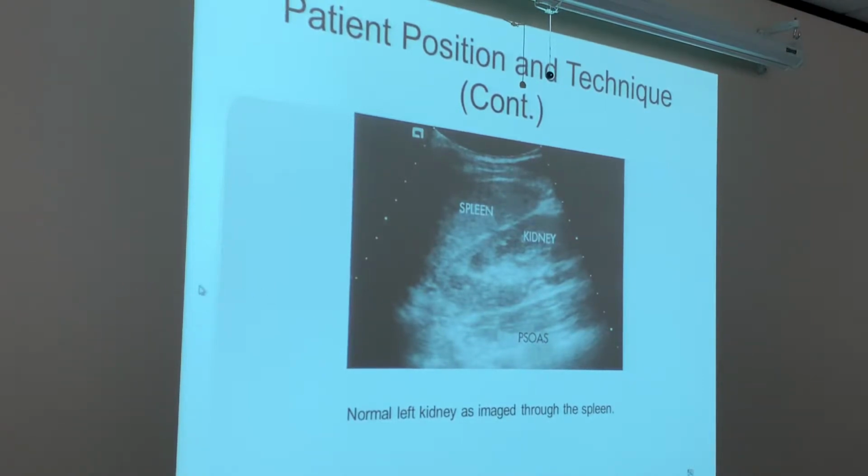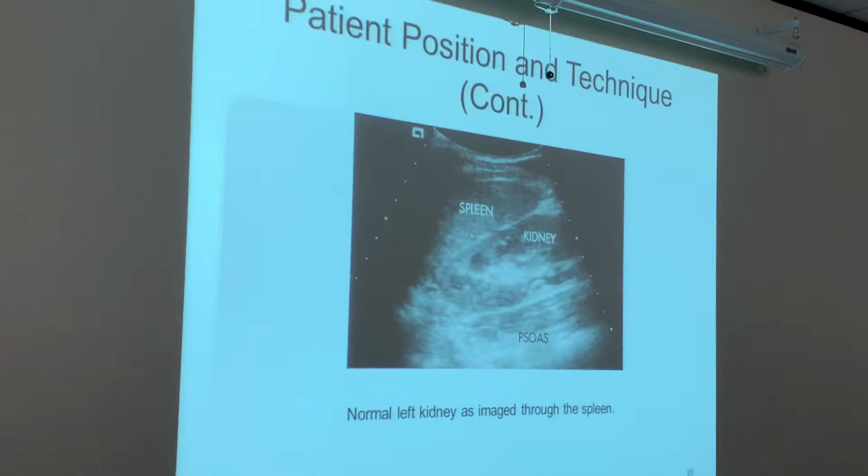If I'm coming at it this way, the ultrasound is very strong here, bouncing back. Getting weaker, bouncing back. Getting weaker, bouncing back. That's called attenuation.